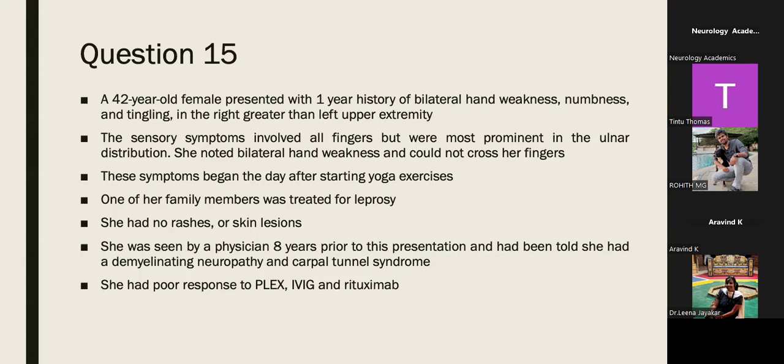These symptoms began the day after she started yoga exercises, and one of her family members was also treated for leprosy. She had no rashes or skin lesions, and she was seen by a physician 8 years prior to this presentation and had been told that she had a demyelinating neuropathy and carpal tunnel syndrome, for which she was treated with plasma exchange, IVIG and rituximab later on with poor response.